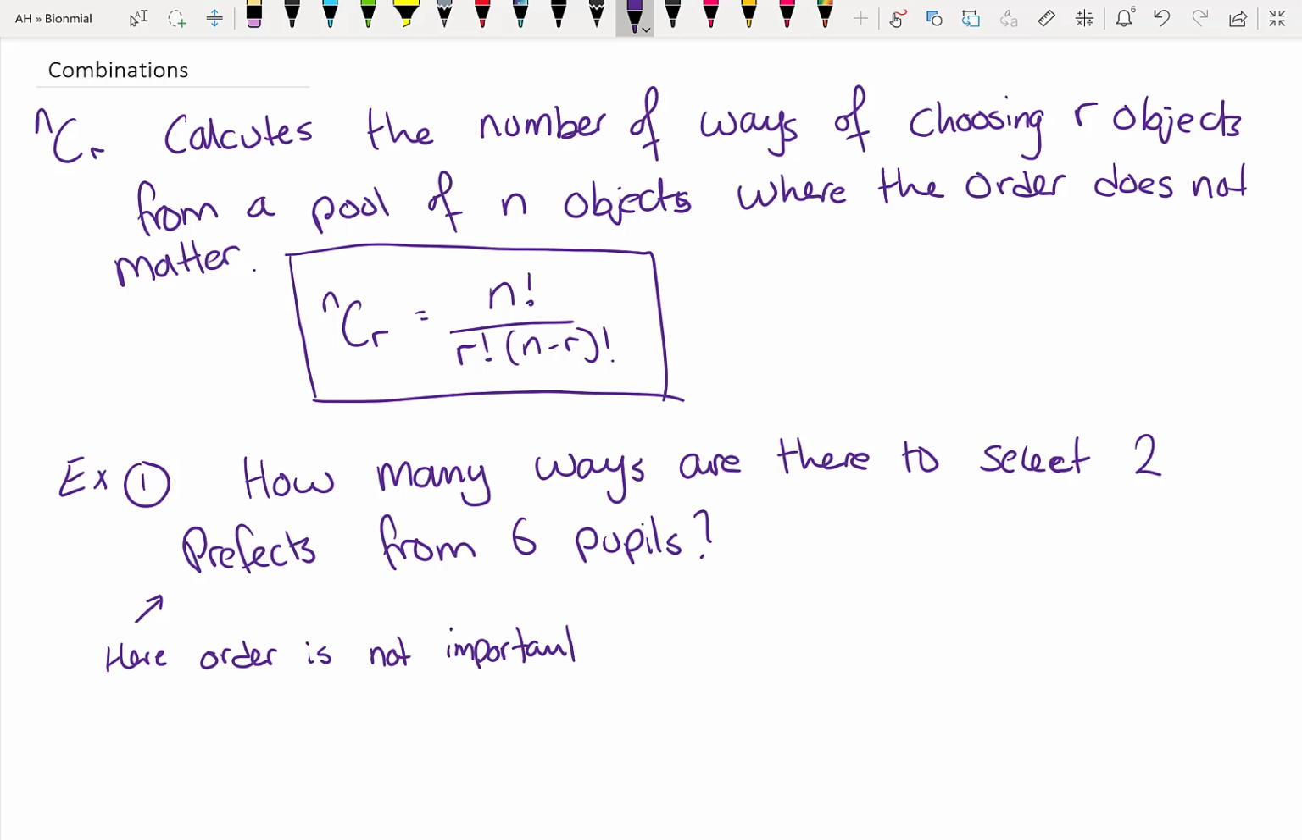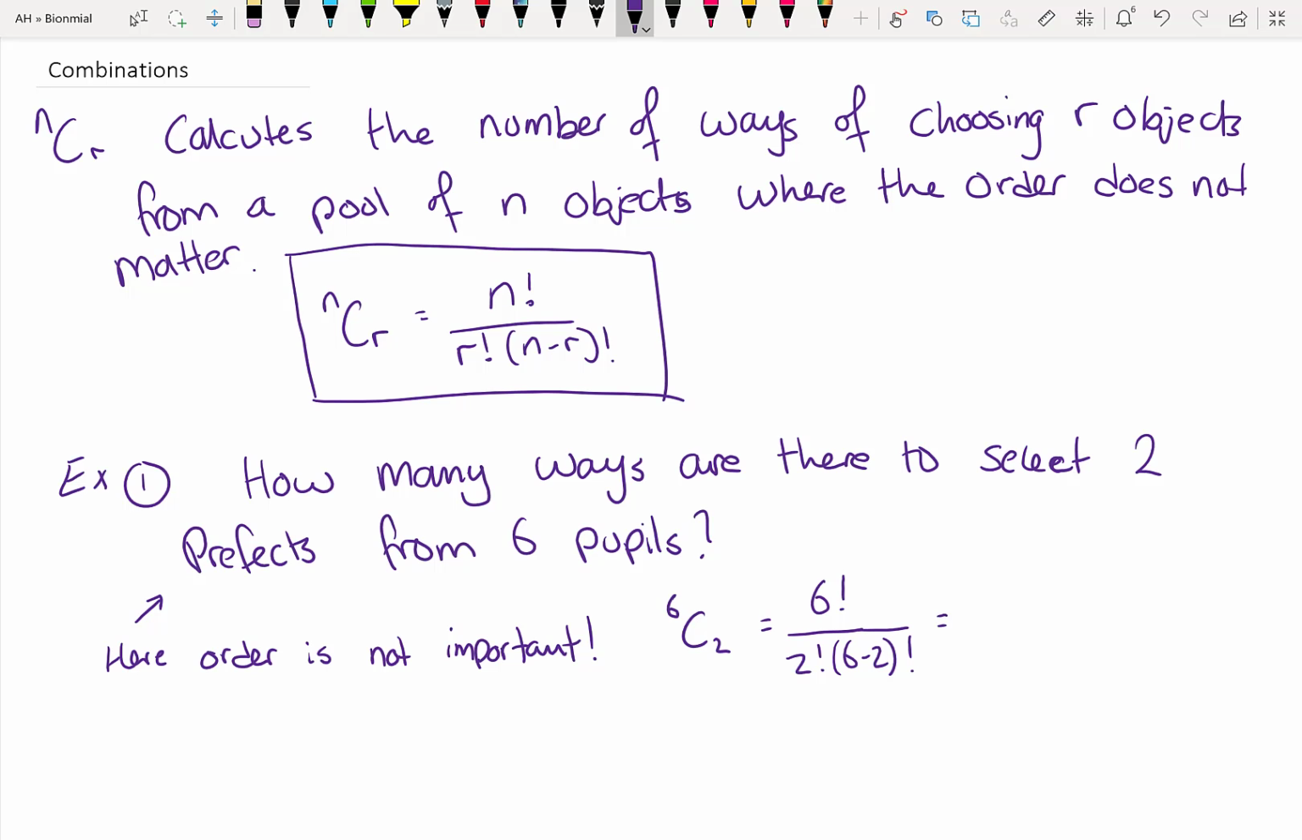Order is not important. When we're answering these questions, one of the first things you will have to decide is whether or not the order matters. It is very unlikely that you'll be told this is a combinations or permutations question. You'll need to decide yourself. So, first thing we're doing is putting the numbers in. I've got 6, that's my total, and I'm choosing 2. So matching that up, I've got 6 factorial over 2 factorial, 6 minus 2 factorial.